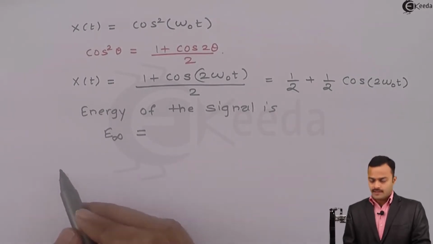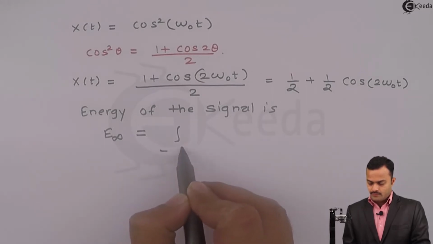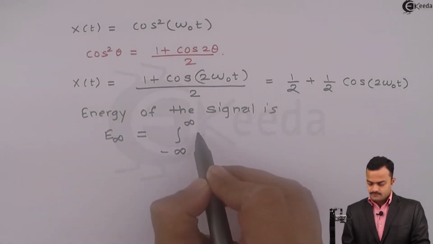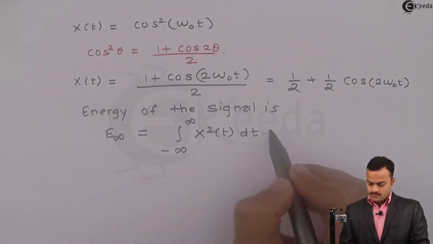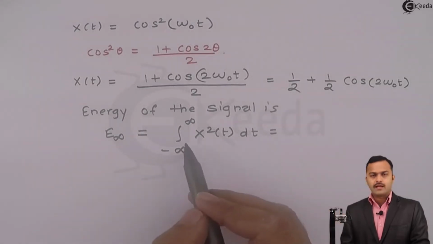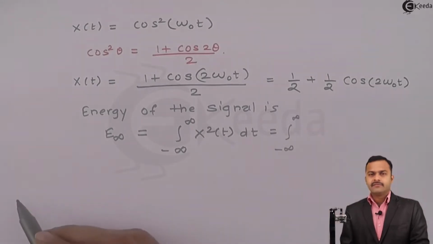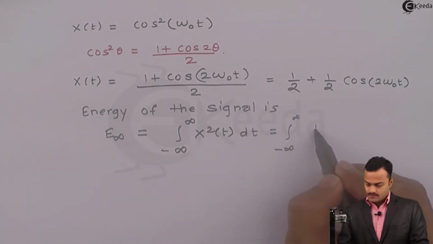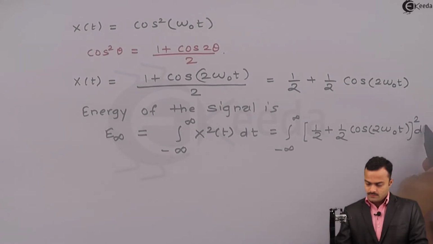E infinity equals integral, whose limit is from minus infinity to plus infinity, x square t dt. So if I substitute this value, I'll get integral minus infinity to infinity, 1 by 2 plus 1 by 2 cos 2 omega 0 t, the whole square, dt.